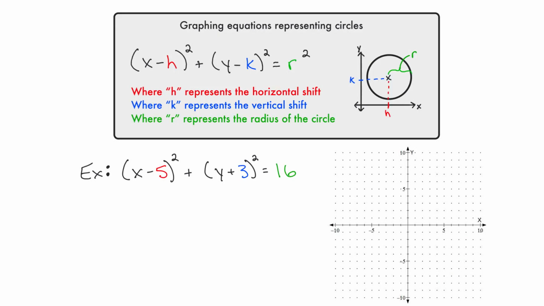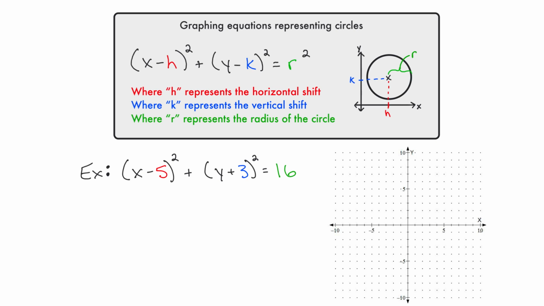Now that we've got that out of the way, we can start to see some connection between what we've done in the past and what we're doing now. The graphing equation that represents circles is the following. The quantity x minus h quantity squared, where h represents how you're going to move left or right, your horizontal shift, plus the quantity of y minus k quantity squared, where k represents your vertical shift, how you shift up and down. And that's going to be equal to r squared, where r represents the radius of the circle.